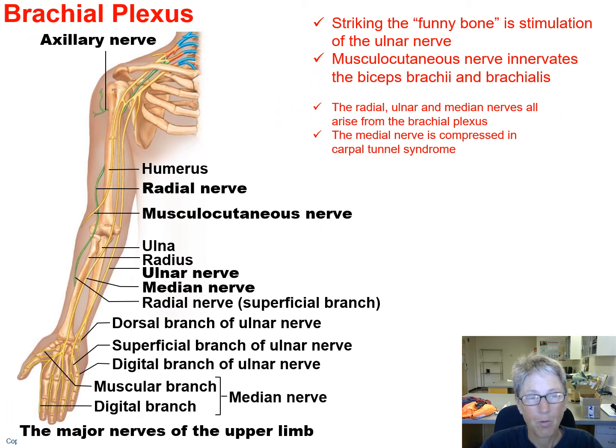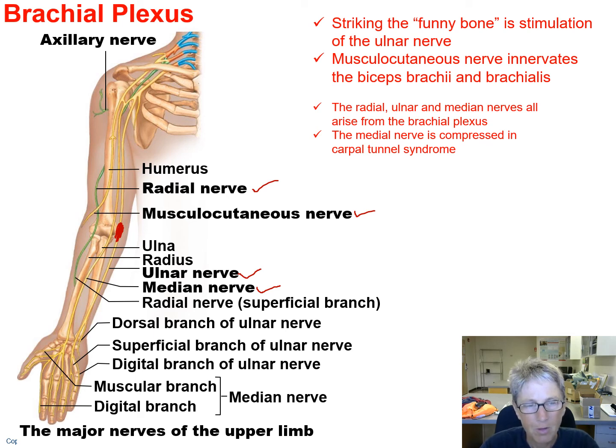So here's the cartoon of the brachial plexus including the radial nerve, musculocutaneous nerve, ulnar nerve, and median nerve, and all the branches of those major nerves in the brachial plexus. Oh, and here's the axillary nerve. So just a couple things to note. Striking your funny bone is actually stimulating the ulnar nerve in the elbow region. So the ulnar nerve is right in here. So when you hit your funny bone, you're really hitting the ulnar nerve. It's painful.